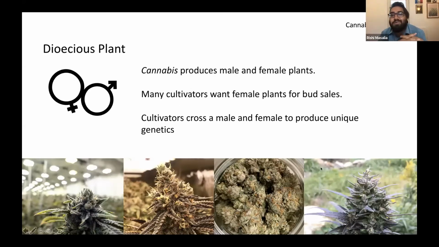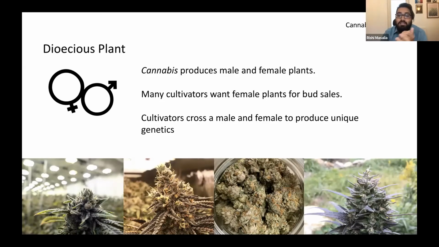Cannabis is also a dioecious plant. What that means is cannabis has both male and female plants, very similar to humans, how we have male and female humans. Most cultivators only want female plants because the female plant produces the flower or the bud, which is typically what you find in a jar when you go to a dispensary. So most cultivators only want female plants.